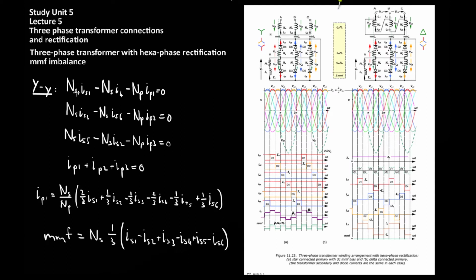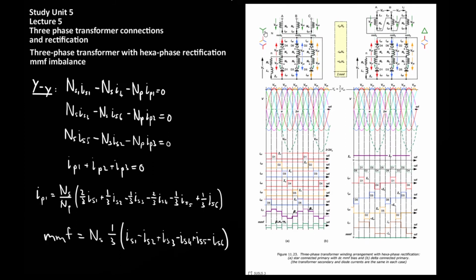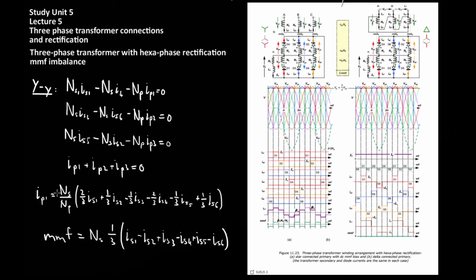So the MMF can be derived in a similar fashion to the previous example. There are these balanced MMF relationships which define how the secondary currents and number of turns relate to each other. Also, because of the star configuration in the primary, all the currents flowing into the center of the star need to add up to 0. This IP1 just expresses the current in one of the arms of the star and is given as the ratio of the secondary turns to the primary terms multiplied by the ratio of the other currents in the coil.